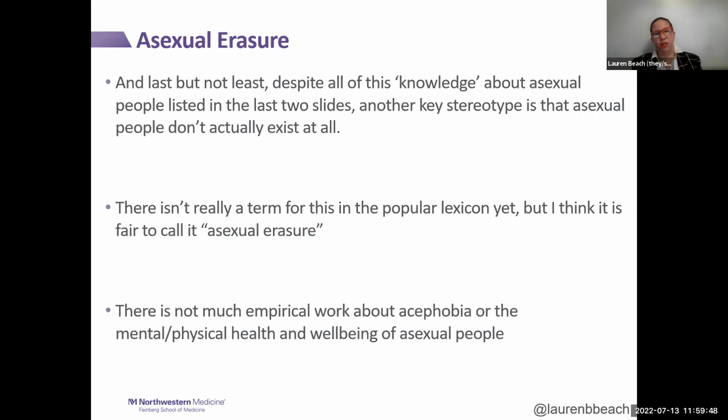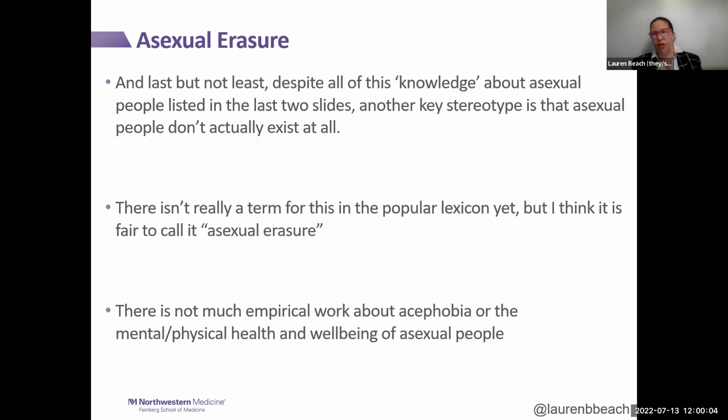There isn't really a popular lexicon to describe this phenomenon, but I think because of its similarities to what I've seen and how asexual people are stigmatized and denied, having their existence denied, I would call it asexual erasure. So that's what I put in the slide here.